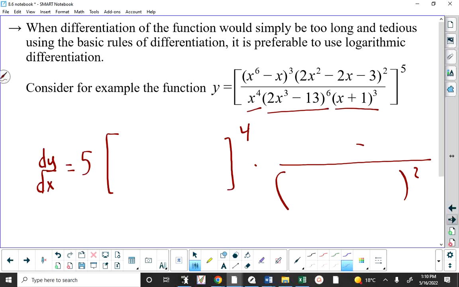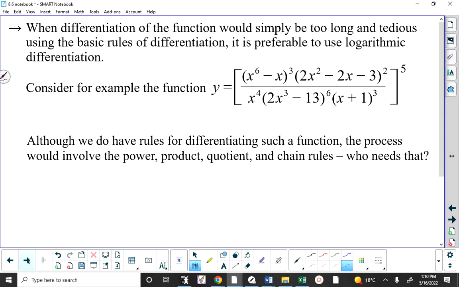And then when you go minus the top times the derivative of the bottom, you have to differentiate the bottom, which is a product rule within a product rule. It's not navigable. You can't navigate through that. So you would use logarithmic differentiation there. And the way I describe it is you do have rules here, but who wants to do that?